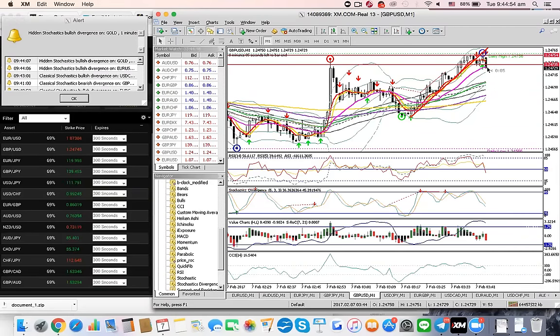Wait for another close beneath this one. Break through 2 moving averages, and then we can ride it down for a bit. Let's have this one close beneath this moving average.